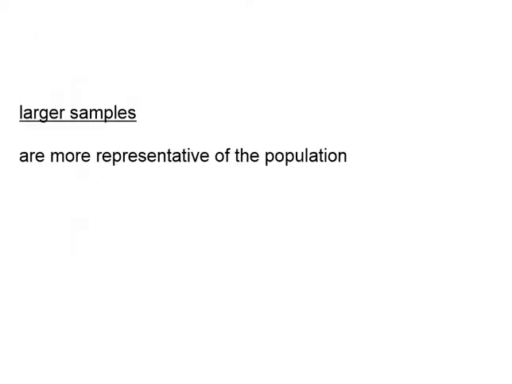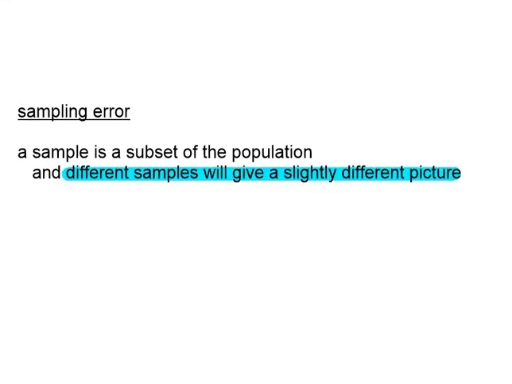Larger samples are more representative of the population and are desirable when you know your population has a lot of variation. We have to understand that different samples from the same population will give a slightly different picture of what's going on in the population. So we have sampling errors.